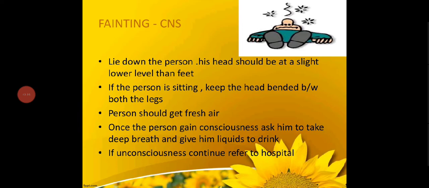Fainting: lie down the person. His head should be slightly lower than the feet, a little below the level of the feet. If the person is sitting, keep the head bent between both the legs. The person should get fresh air. Once the person gains consciousness, ask him to take a deep breath and give him liquid to drink. If unconscious, continue and refer to the hospital.